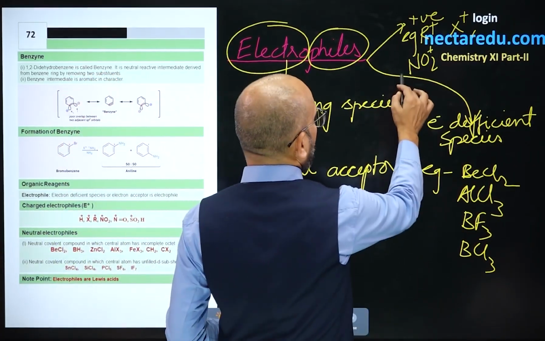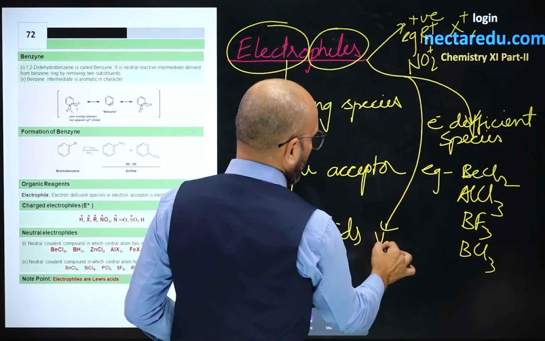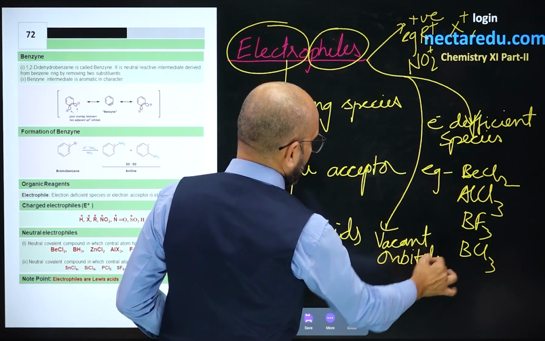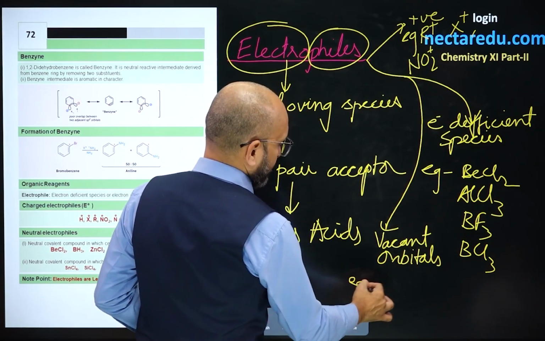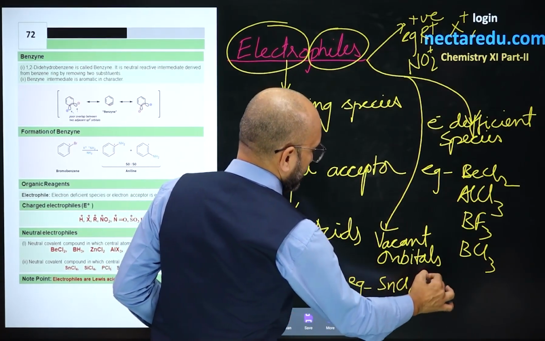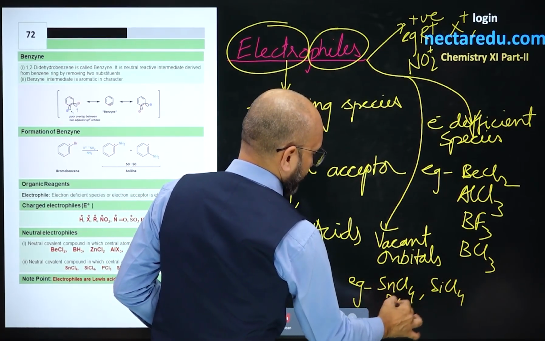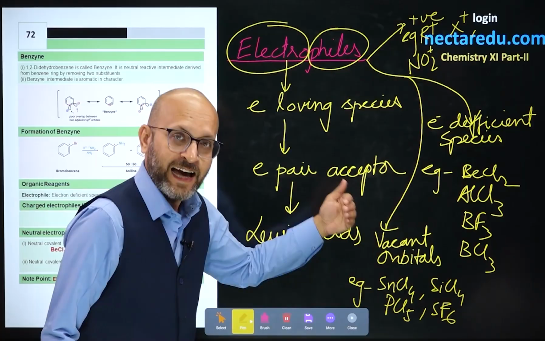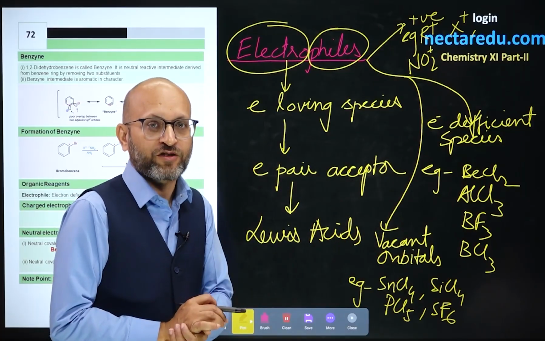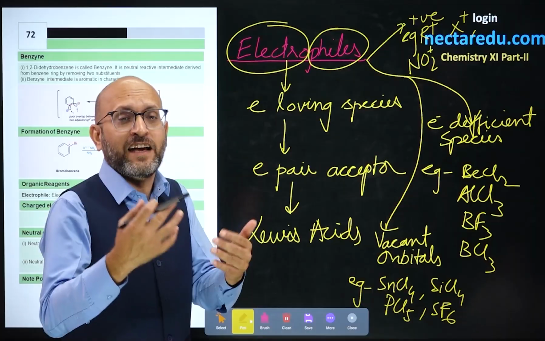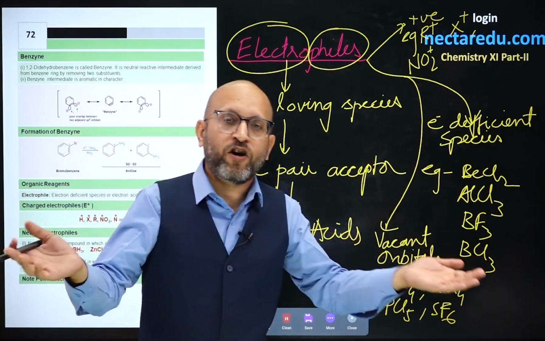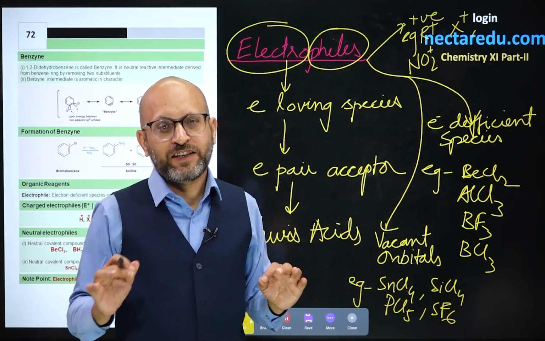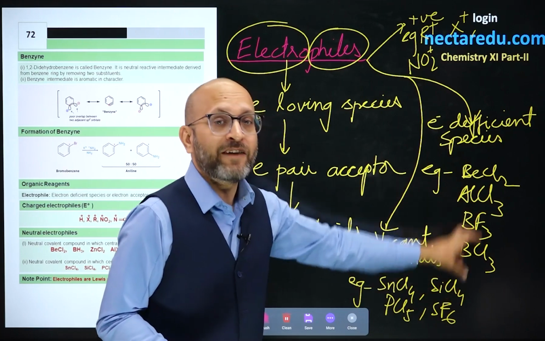And another category where a vacant orbital is present, they can also act as neutral electrophiles. Example, we have SnCl4, SiCl4, PCl5, SF6. So all these species, they have the desired number of electrons. That means octet is already complete. In fact, they have more, but they have extra orbitals which are empty, so they can accept electrons and keep them with them. These species have electron deficiency.